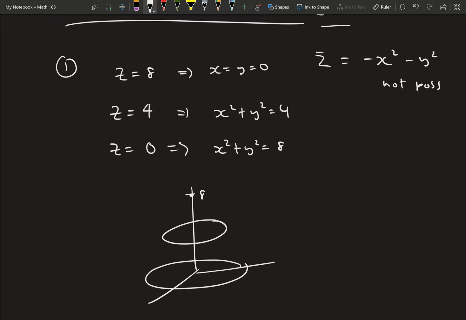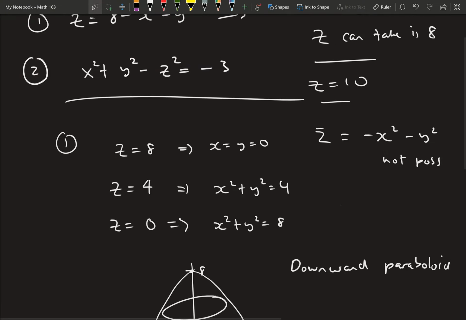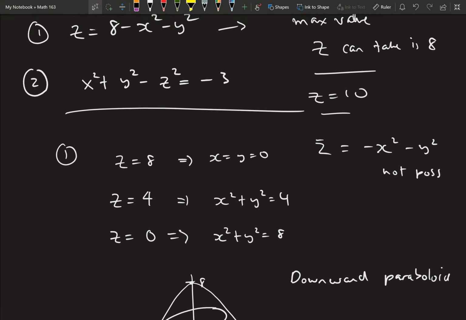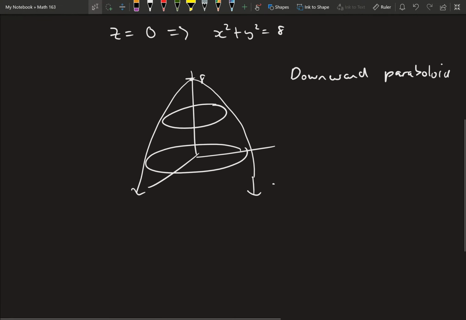And if you set, say, x to be 0, you're going to get a parabola pointing downward, and so you get this downward pointing paraboloid. So this is a downward paraboloid for 1.